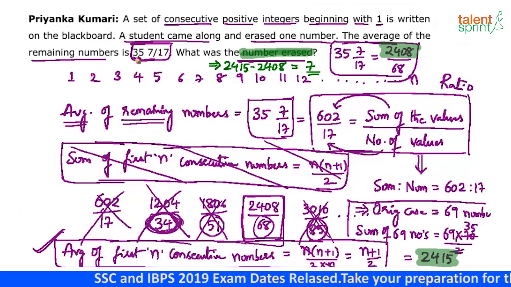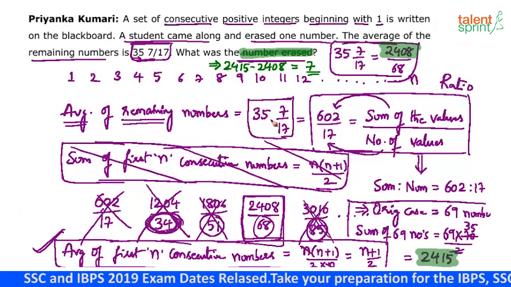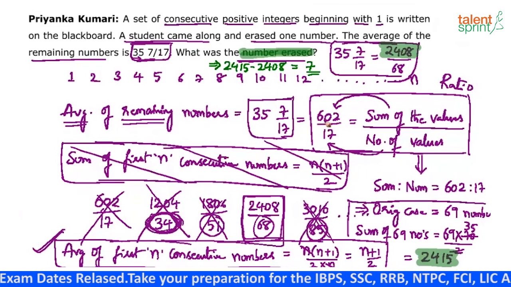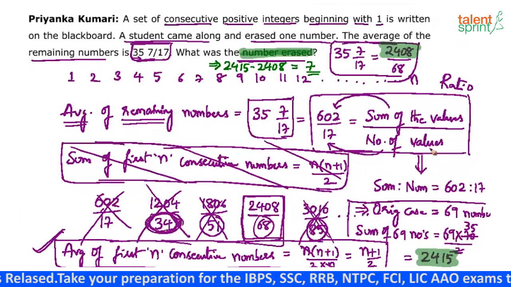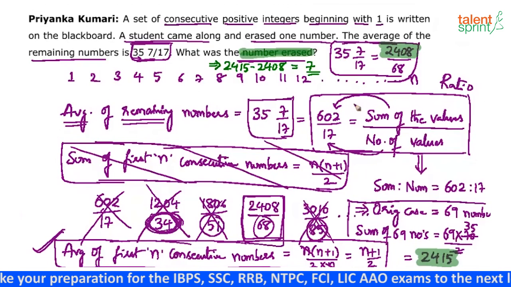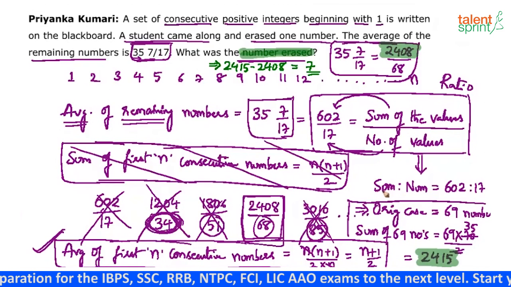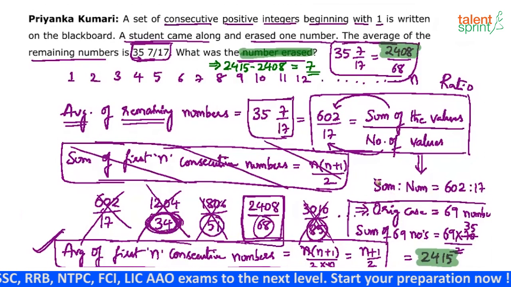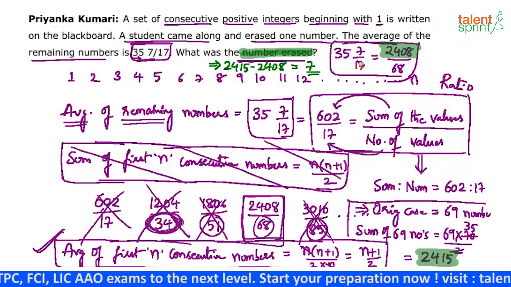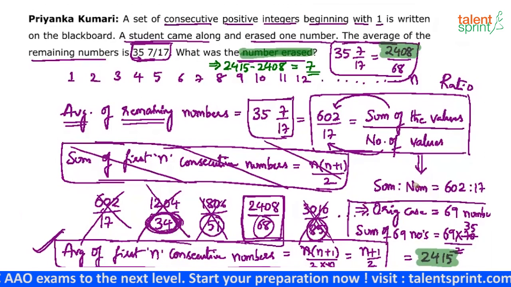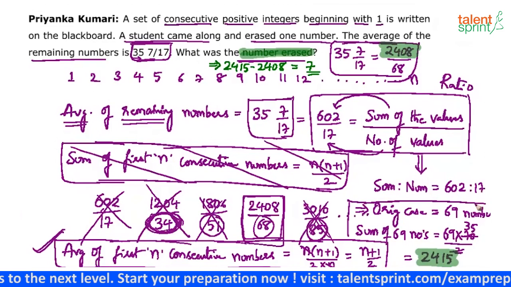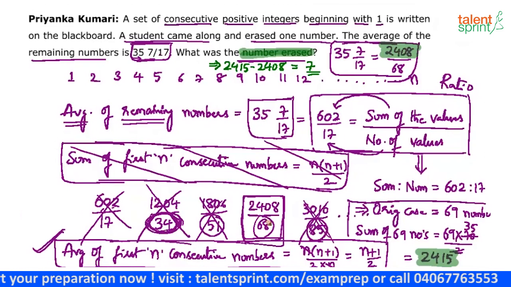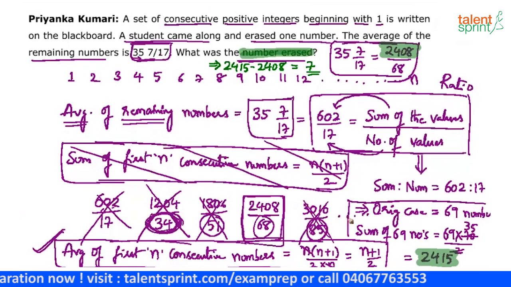First and foremost, what have we done? 35/7 by 17, if you express it as numerator by denominator, comes out to be 602 by 17. And since 602 by 17 is an average, it is like the sum of the values by the number of values. So the sum of the remaining values is to the number of remaining values in the ratio of 602 to 17. There are infinite cases that way: 602 by 17, 1204 by 34, 1806 by 51, 2408 by 68 and so on.